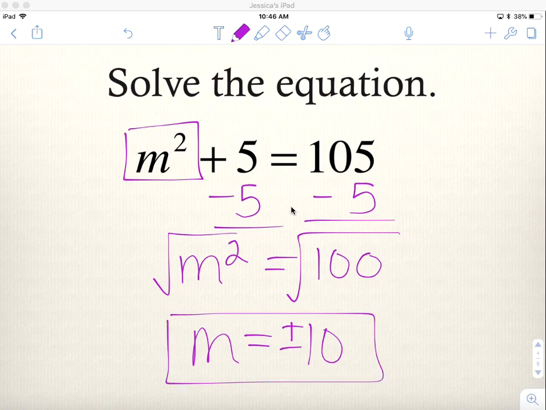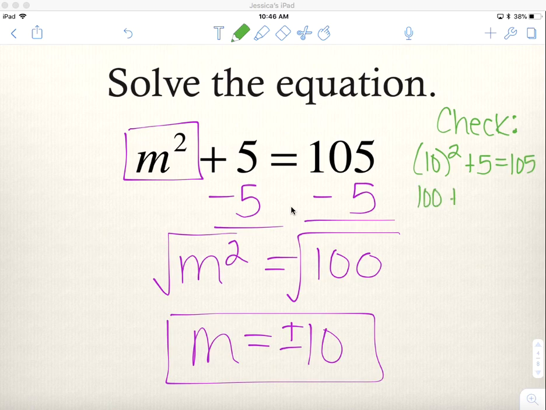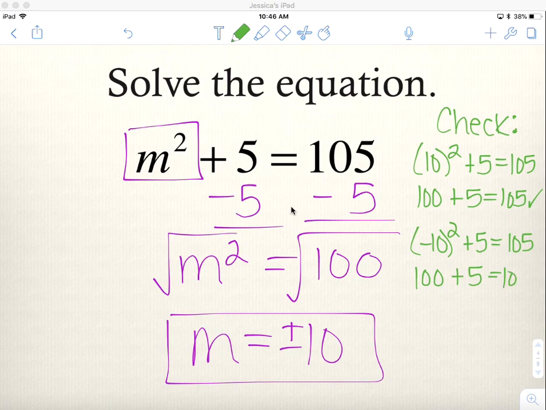I could plug in and check this by plugging my answer in for m. m squared plus 5 equals 105. Well, 10 squared is 100, and 100 plus 5 is equal to 105. That works for the positive 10. If I did the same thing with negative 10, I would also get 100 plus 5 equals 105. So it's true for both. Be careful if you're plugging in negative 10 squared into your calculator, make sure you put parentheses around it.